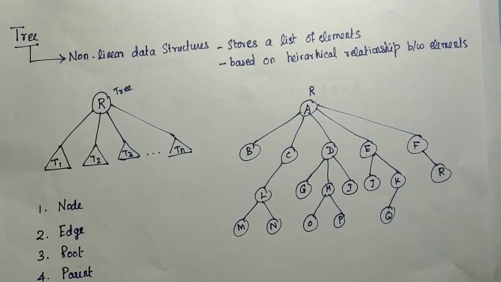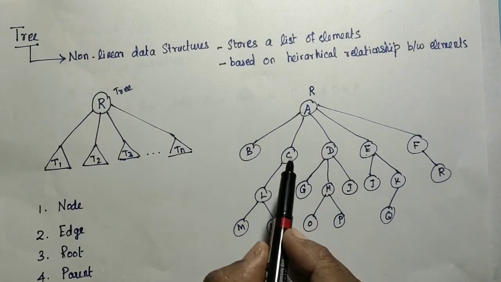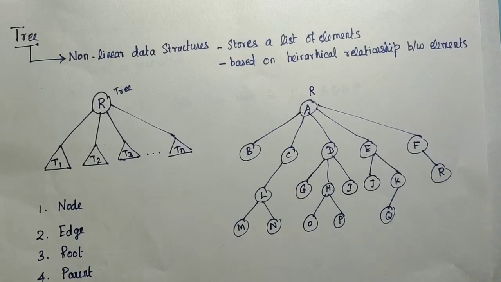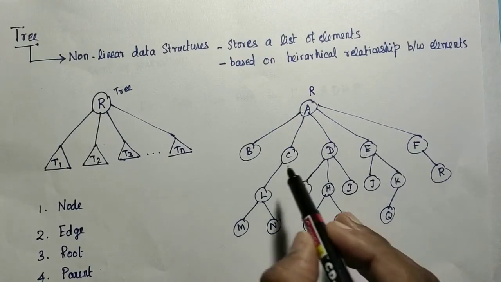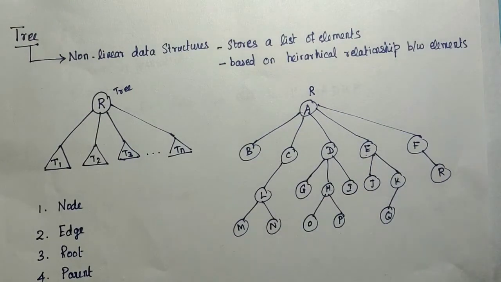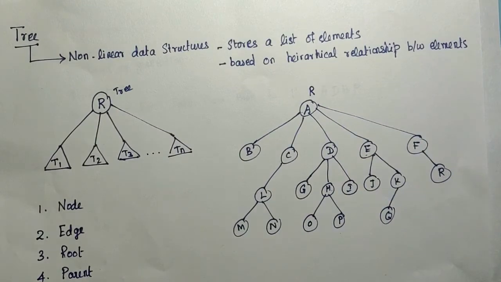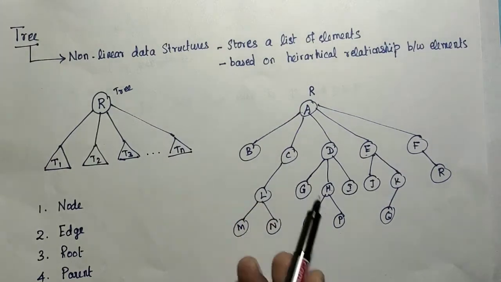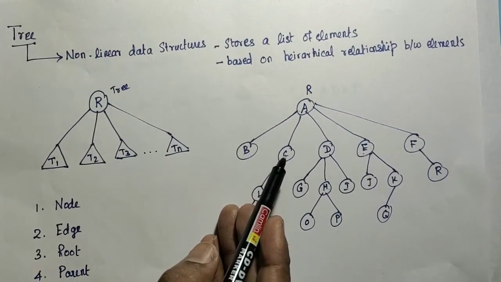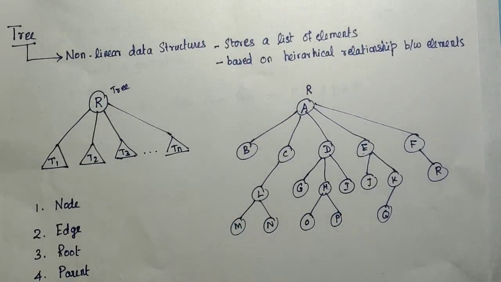If I want to check whether a path exists between C and F, what is your answer? No. C and E are siblings. You can never reach like this. I cannot go back like this. Similarly, what if I want to reach C to P? I cannot reach. C is here and P is in some other subtree. So I cannot reach the P also.